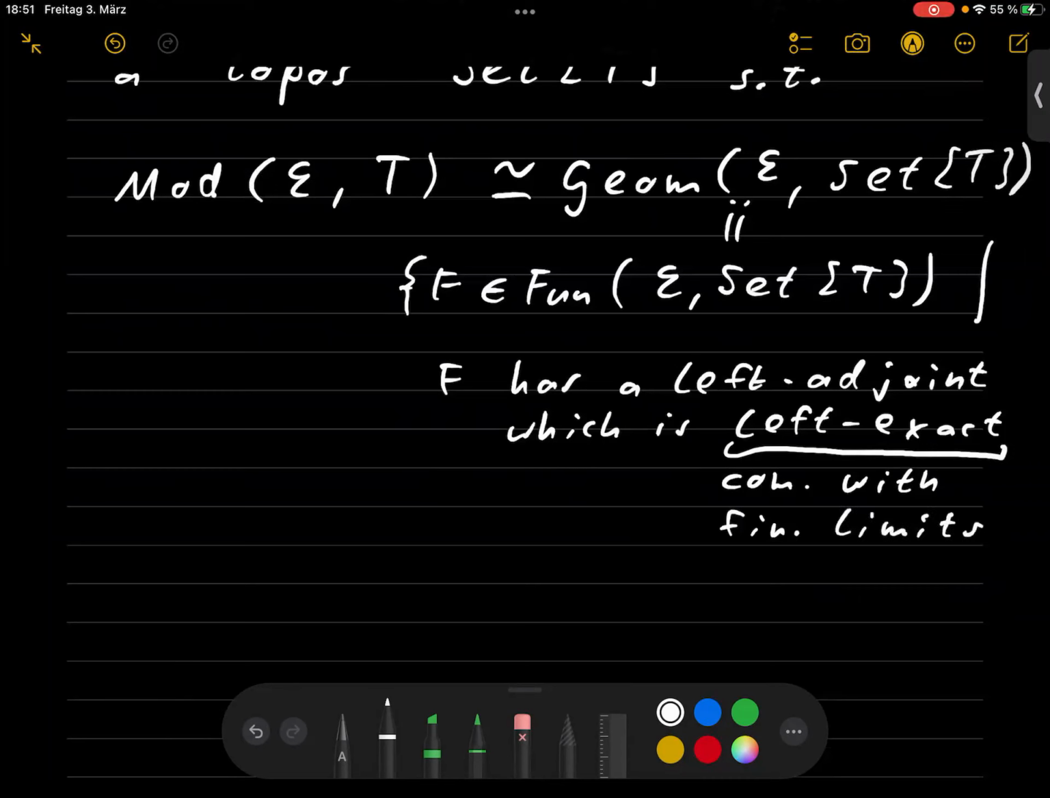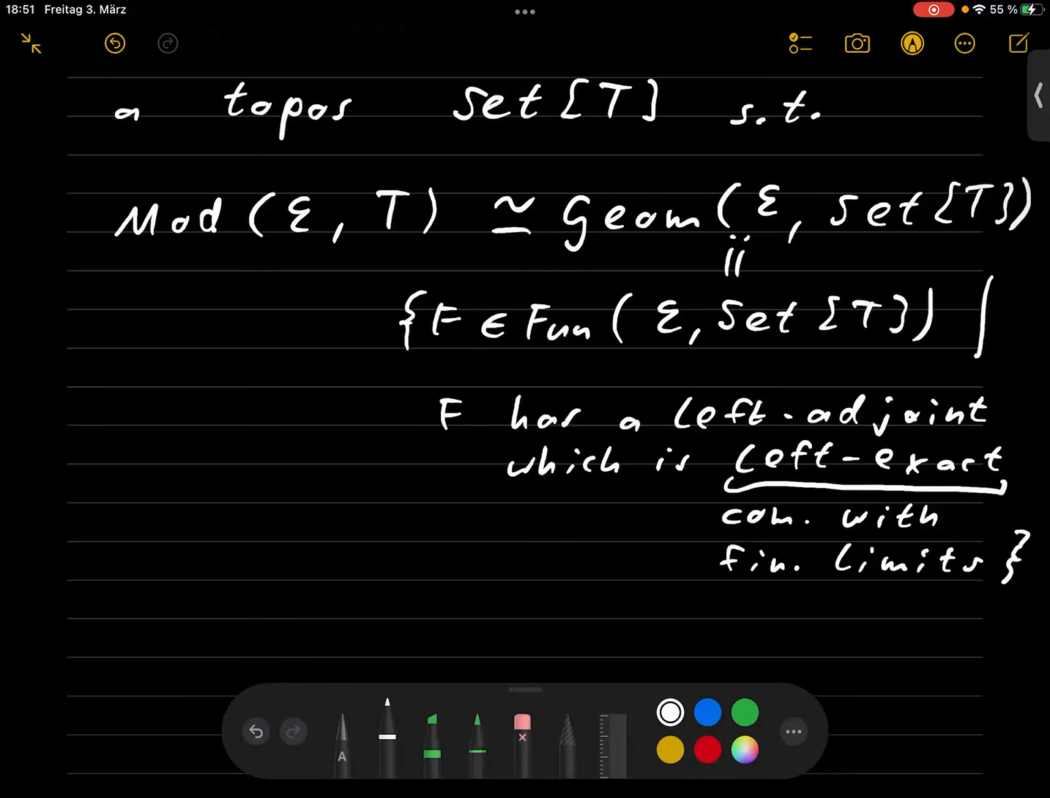Even though it's a left adjoint, it should in theory only commute with colimits, but it also commutes with finite limits. So this is the notion of a geometric morphism. It's maybe a bit strange why this works out, but in the end it works.